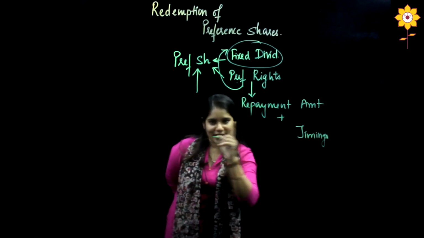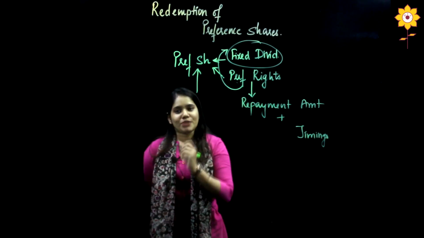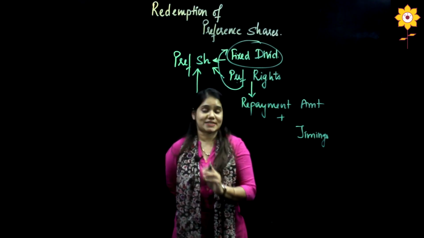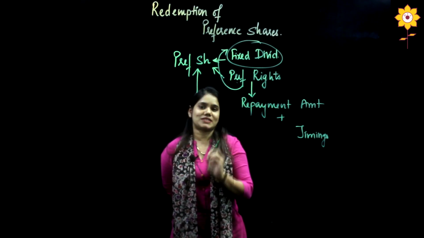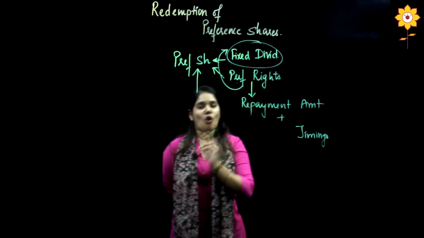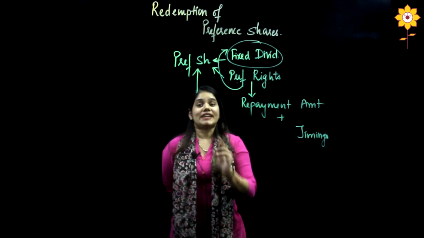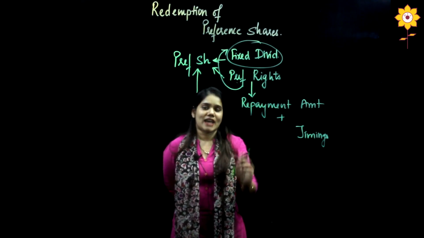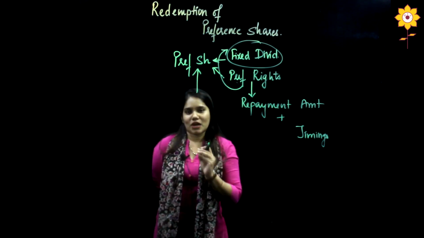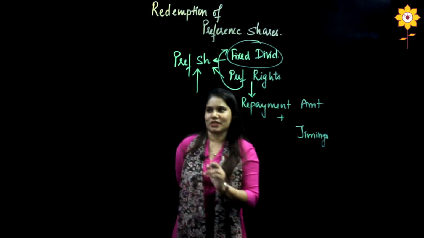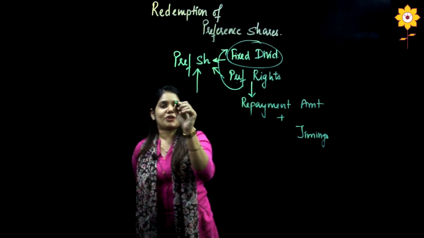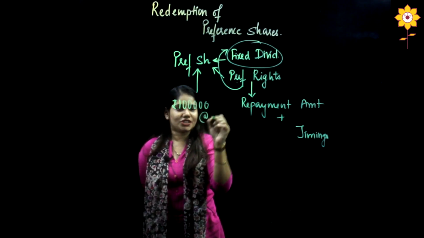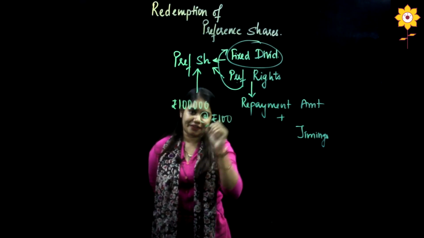To explain this, I'll give a statement to you. PQR Limited issued 10,000 preference shares, 10% preference share capital of rupees 100 each, redeemable at rupees 110 after 5 years. Now, if you heard my statement properly, I stated that the preference shares amount was rupees 1 lakh and the company issued it at rupees 100 each.